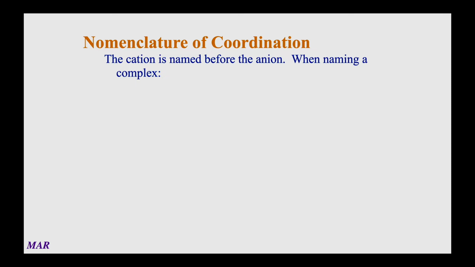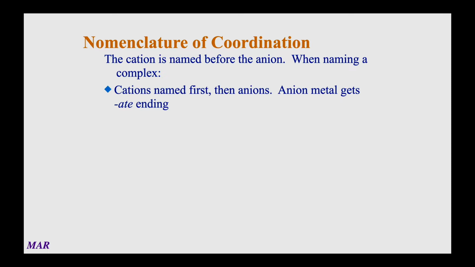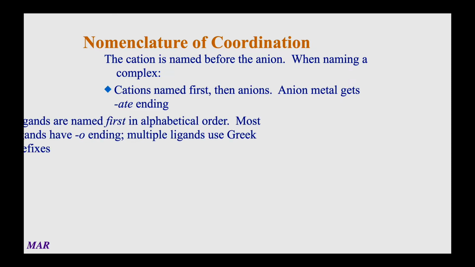Like all compounds we've seen in chemistry so far, it's always cation first and anion second. Cations are first, anions second, but if there's a metal in the anion, it gets an ATE ending. And I'll show examples of all of this coming up. This is kind of the boring rules part, okay?